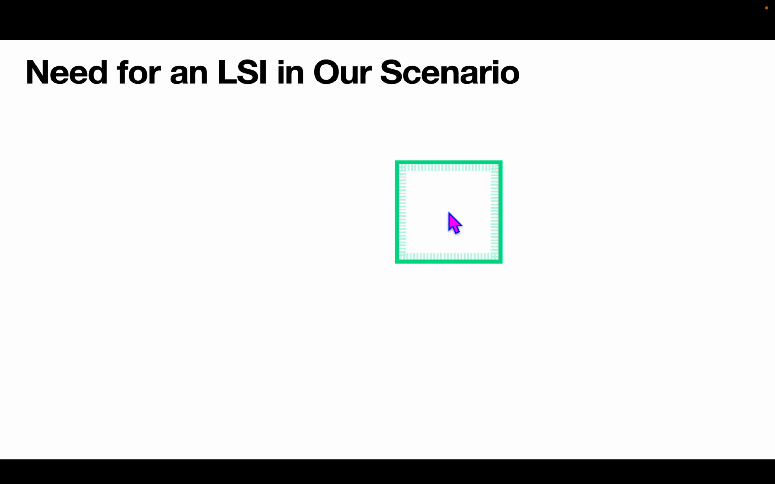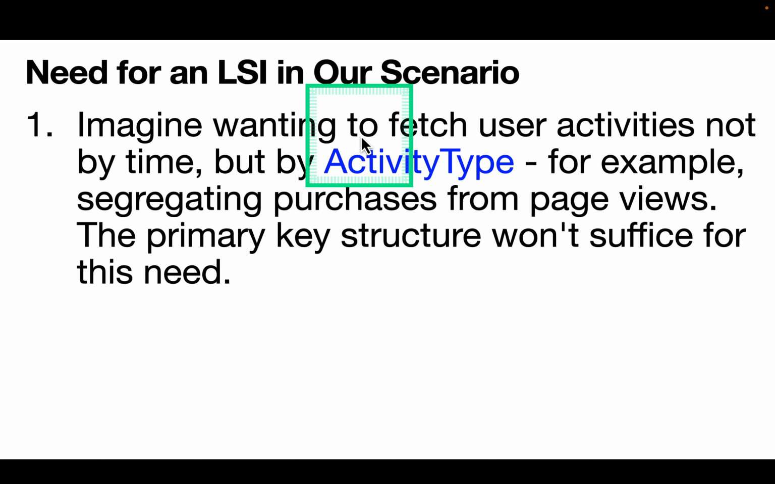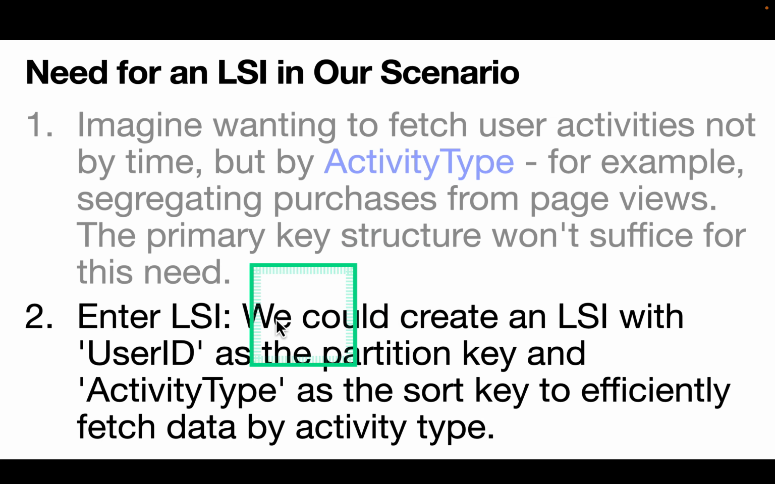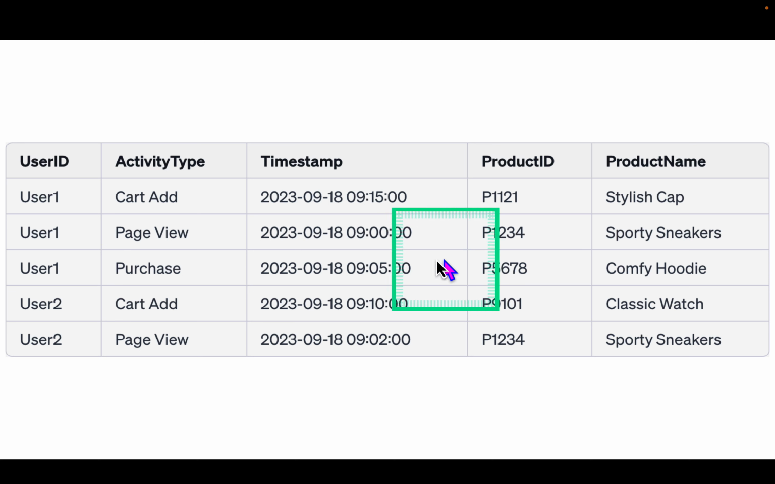Now imagine wanting to fetch user activities not by time but by activity type. So we have one more query pattern where we want to fetch user activity based on the activity type, for example segregating purchases from page views. The primary key structure won't suffice for this need. So enter LSI. We could create an LSI with user ID as the partition key and activity type as the sort key to efficiently fetch data by activity type. After that design change, the LSI would look something like this.